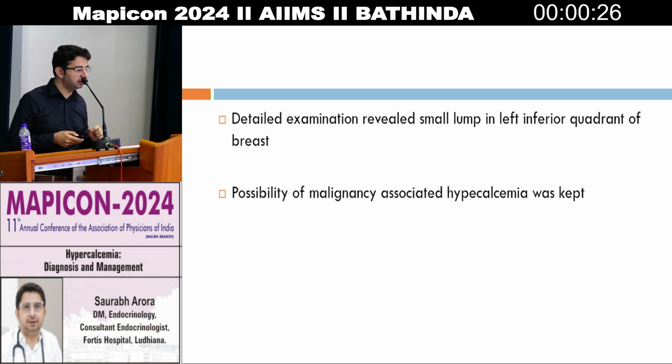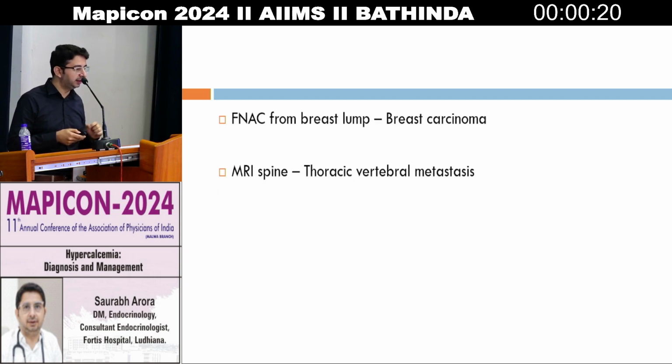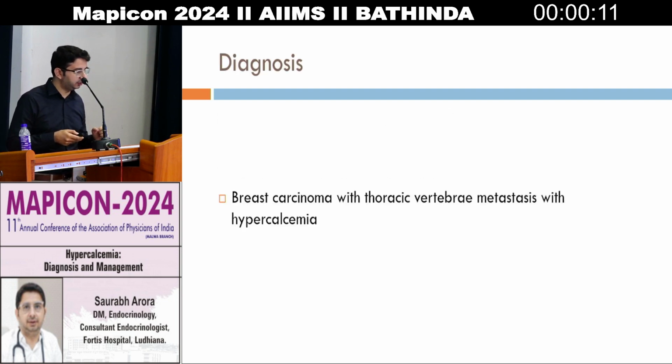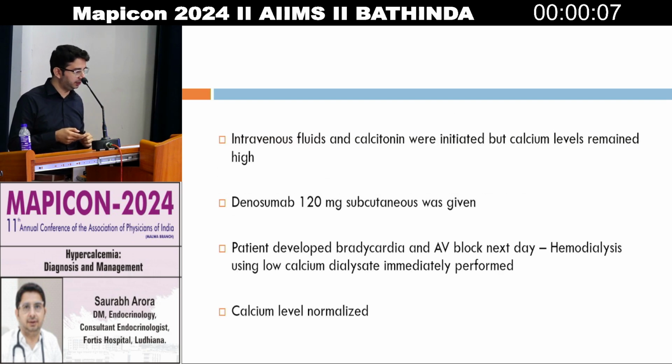Detailed examination revealed a small lump in the left inferior quadrant of the breast. So possibility of malignancy associated hypercalcemia was kept. FNAC from the breast lump was suggestive of breast carcinoma. MRI spine showed thoracic vertebral metastasis. So the diagnosis of breast carcinoma with thoracic vertebral metastasis with hypercalcemia was made. IV fluids and calcitonin were initiated, but calcium remained very high. So denosumab 120 mg was given in this patient.